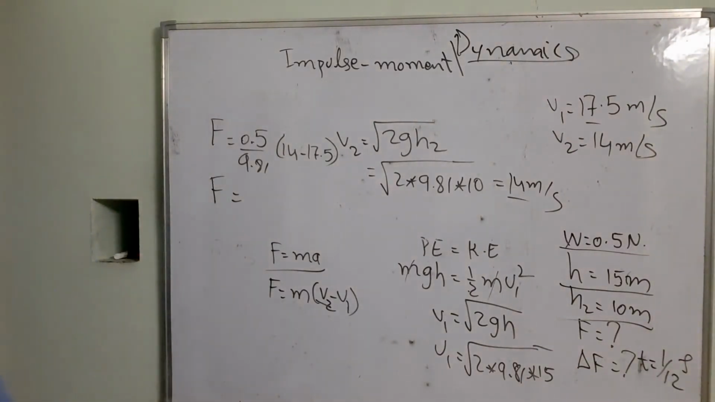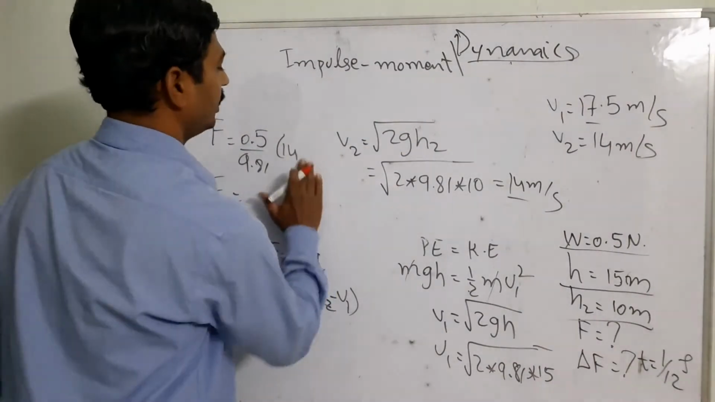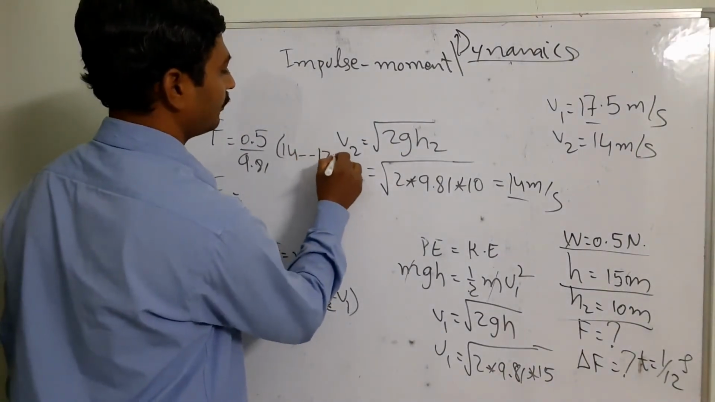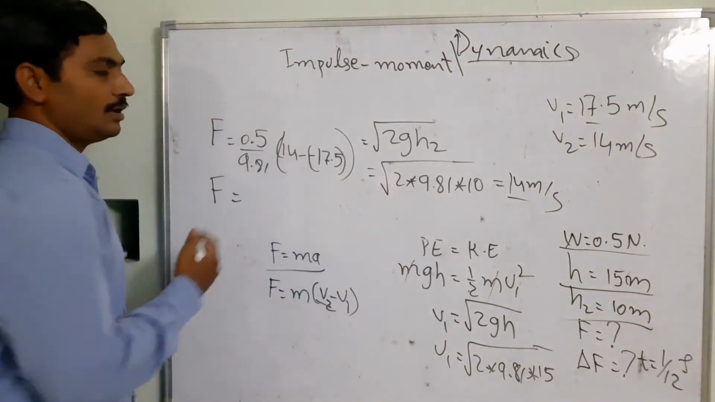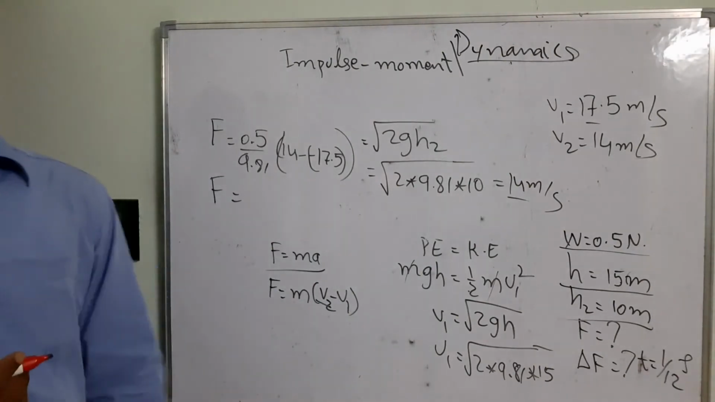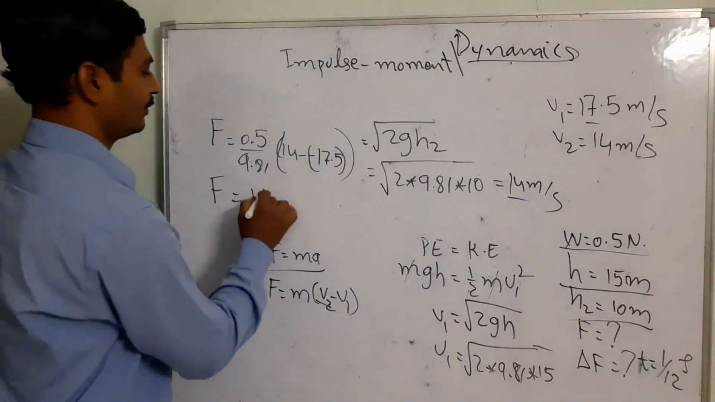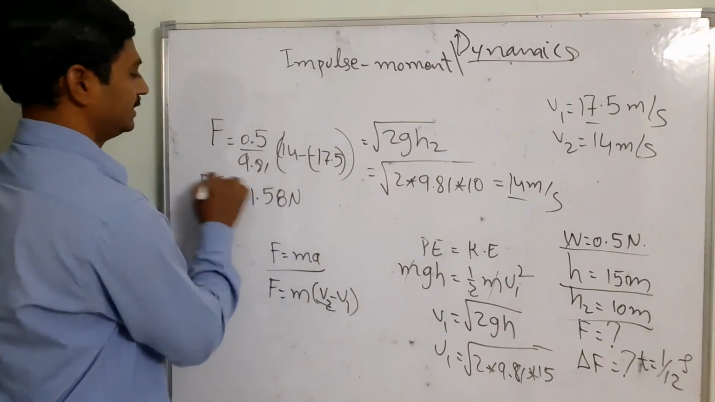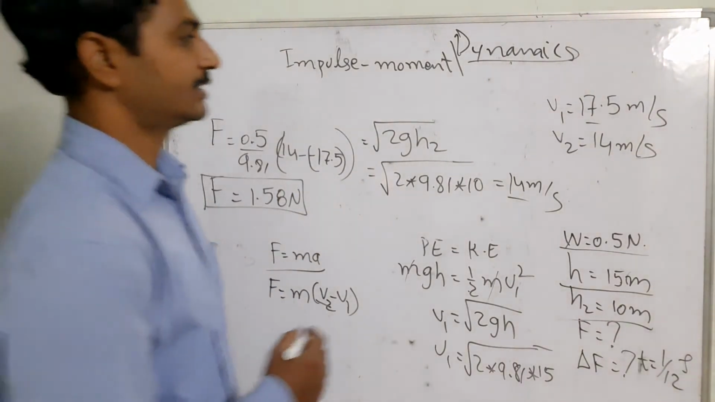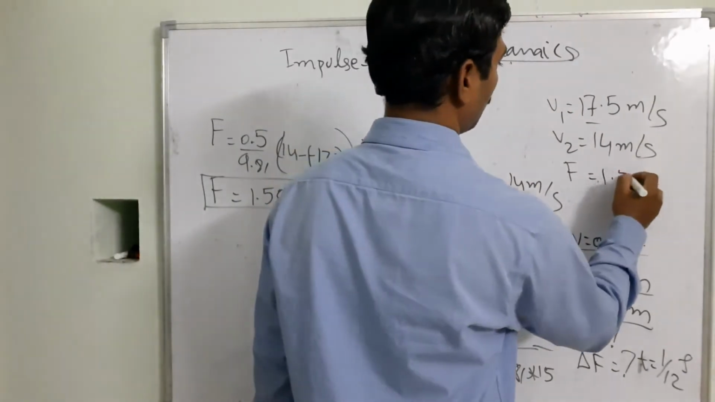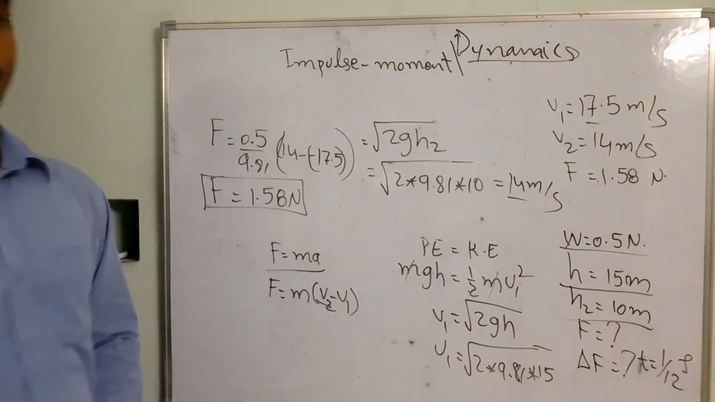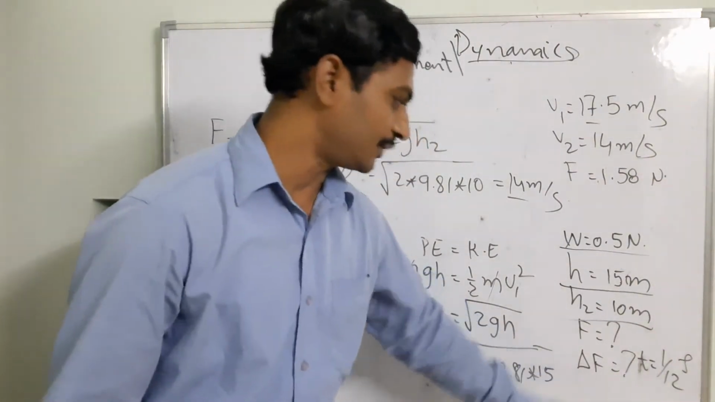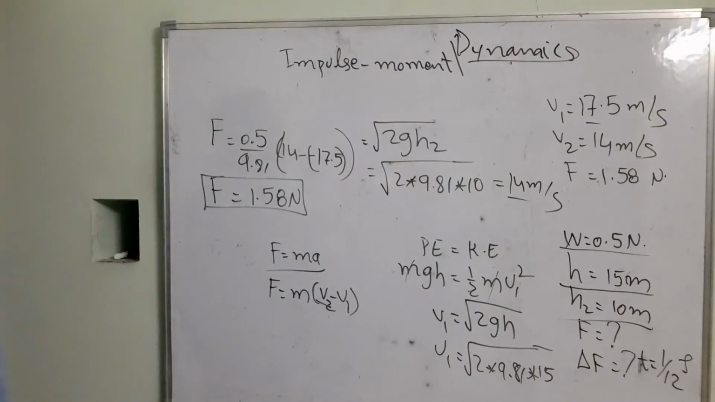If I simplify this equation, I get the impulse force. In this case, this is going to be 14 minus 17.5. Alright. So after the simplification of this equation, I got around 1.58 newtons. This is going to be your impulse force. So I am going to write F is equal to 1.58 newtons is your impulse force. Now we need to find the average force of this part, right? That we will see now.